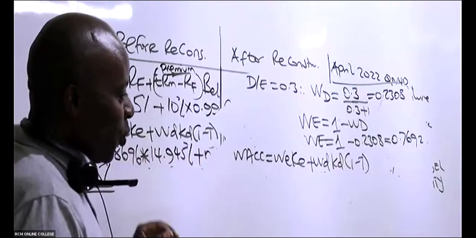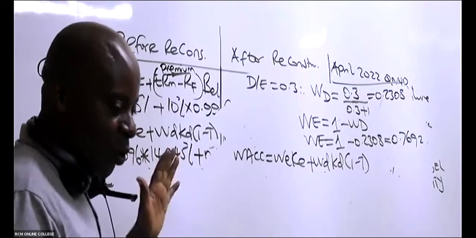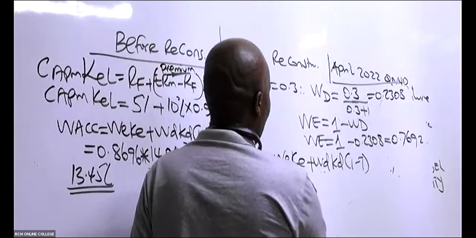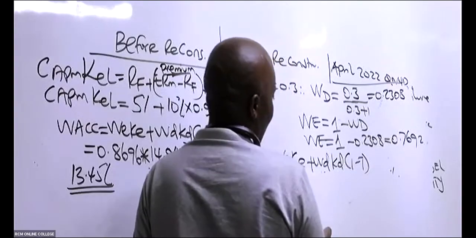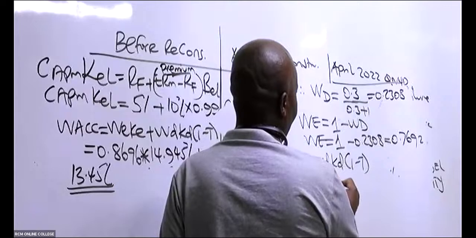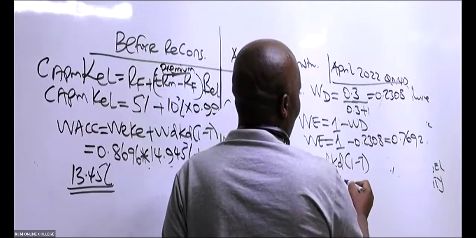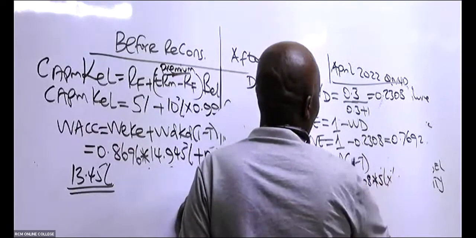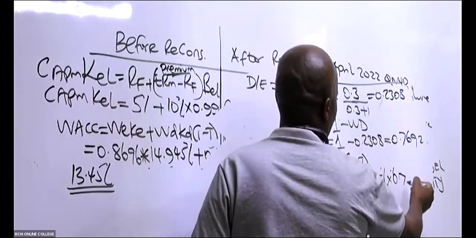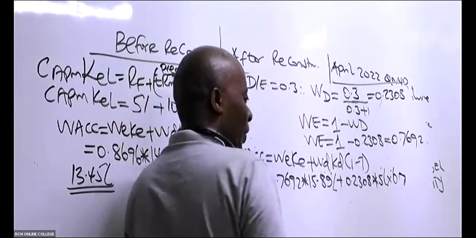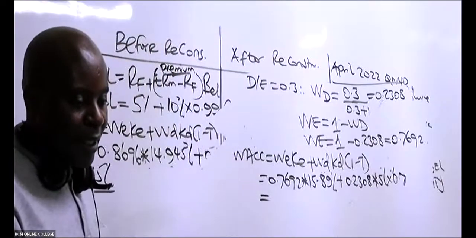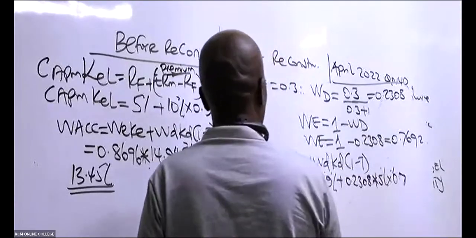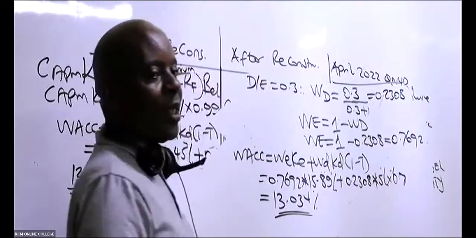KD is always equal to the risk-free rate, not unless you're told otherwise. So in this case now we have everything. The weight of equity is 0.7692 times the cost of equity, which we got as 15.89. The weight of debt is 0.2308 times KD, which is 5%, times 1 minus 30%, that is 0.7. This ends up giving us 13.034%.